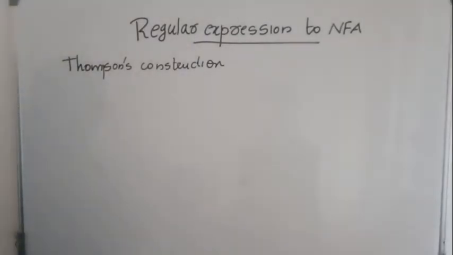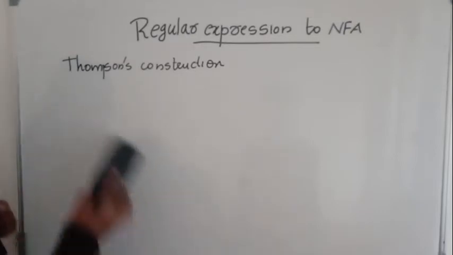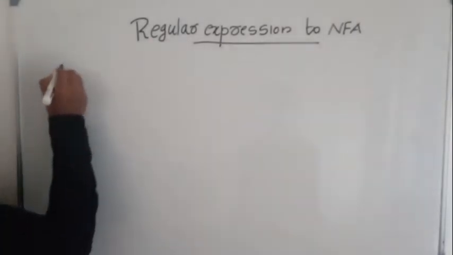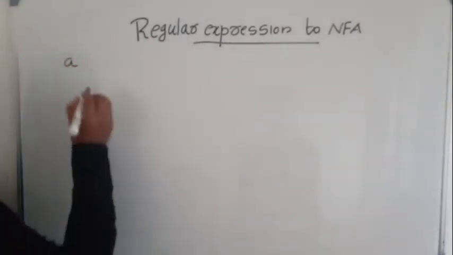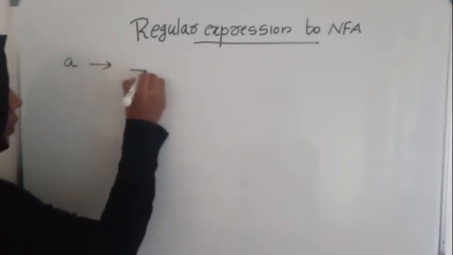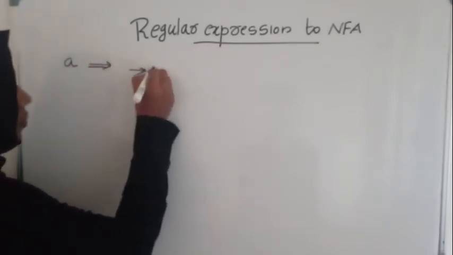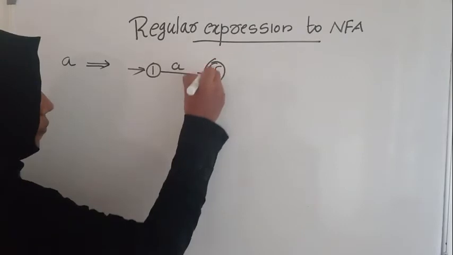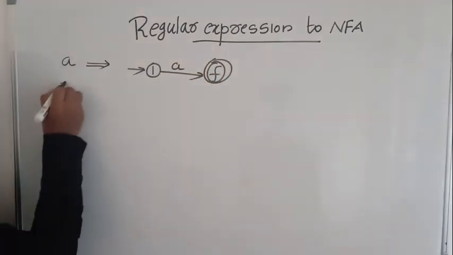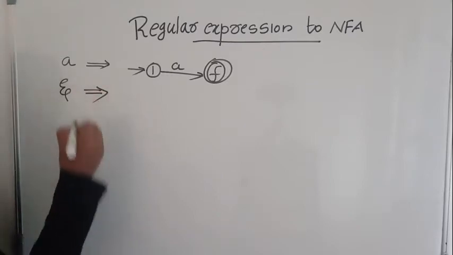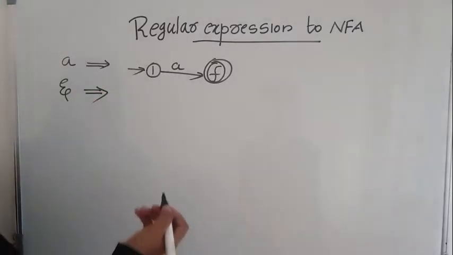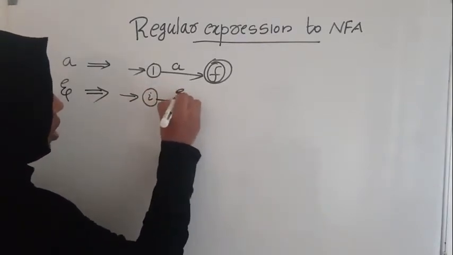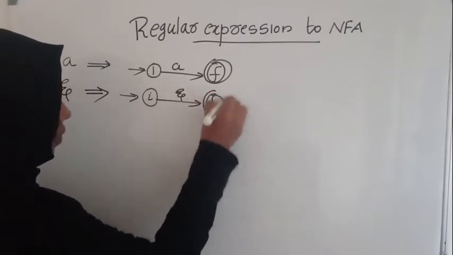So before that, we will see how we will convert smaller parts of regular expressions to NFA. For example, if you have the regular expression A, that can be converted to the NFA like this. That is, there will be a start state I, and on A it can reach the final state F. Now if you have epsilon, the null string, the NFA for epsilon can be drawn as there is some start state I, and on epsilon you can reach some final state F.